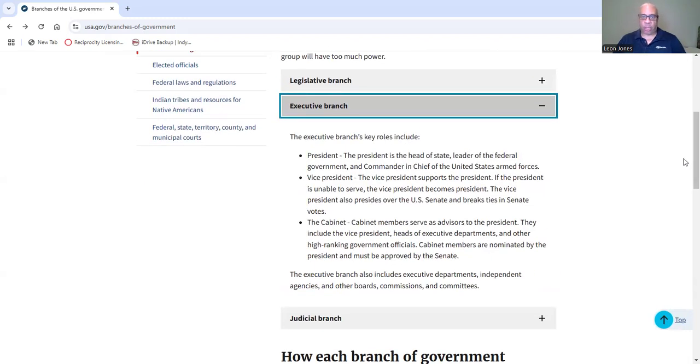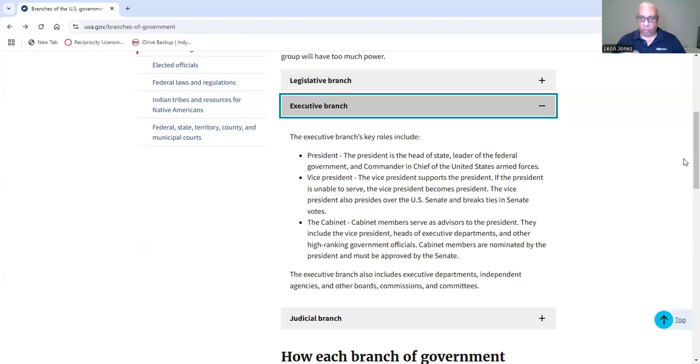Then we get to the executive branch. The key roles include the president. The president is the head of state, leader of the federal government, and the commander in chief of the United States Armed Forces. Then there's the vice president. The vice president supports the president. If the president is unable to serve, the vice president becomes the president. The vice president also presides over the U.S. Senate and breaks ties in Senate votes. In other words, the vice president is the president of the Senate.